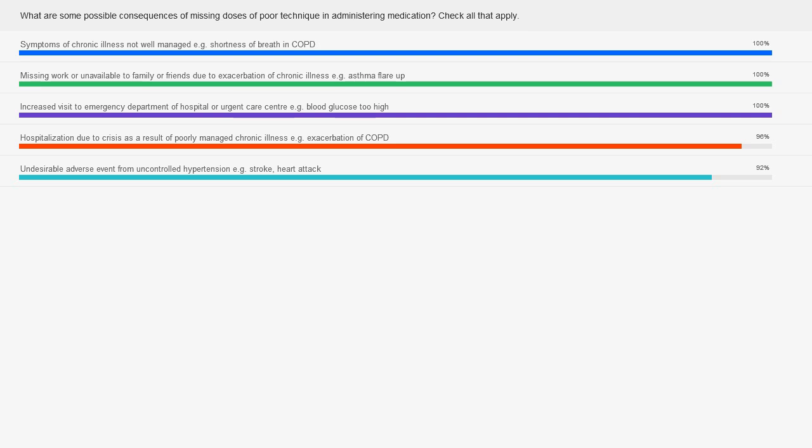Yep, symptoms of chronic illness not managed, such as shortness of breath and COPD in Anna's case. And people with asthma, if they don't know how to use the puffers, asthma flare-up. And if they're not using the insulin pen correctly, for example, the blood glucose could be too high, or if they miss a dose of the diabetes medication, that can result in blood glucose being too high.